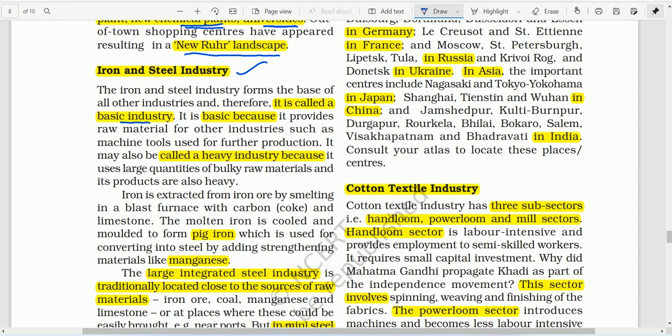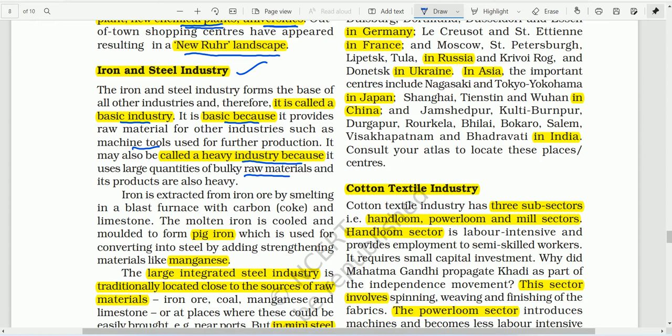Yesterday also we talked about it. The iron and steel industry is known as a basic industry because it forms the base of all other industries. It is basic because it provides raw material for other industries, such as machine tools used for further production. It may also be called heavy industry because it uses large quantities of bulky raw materials and the products are also heavy.